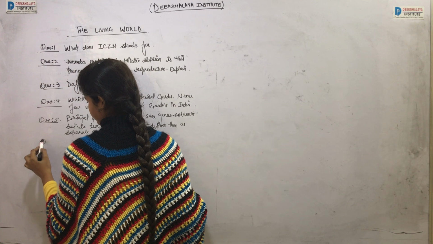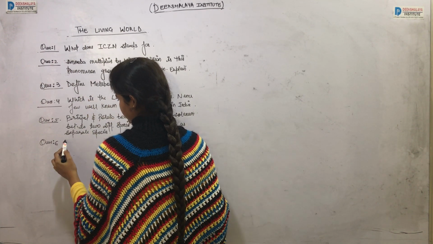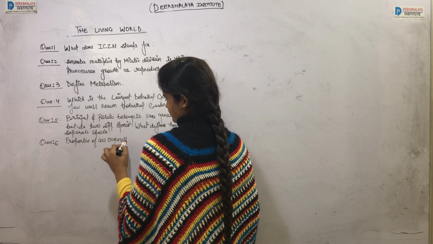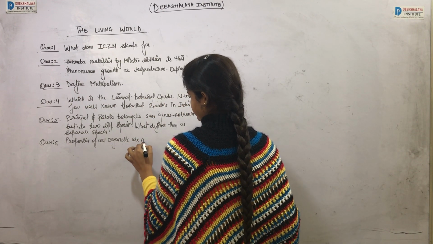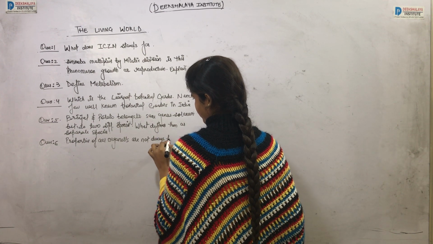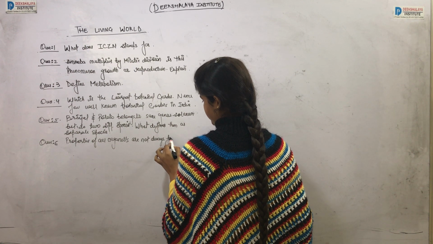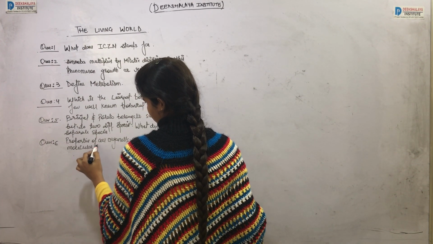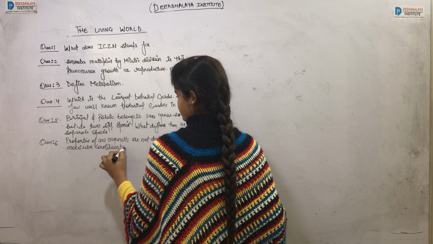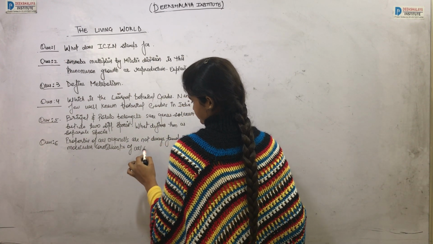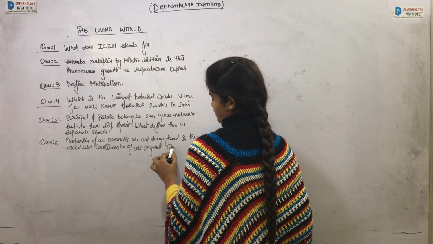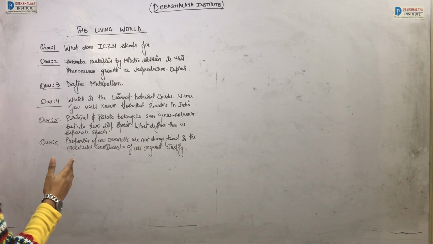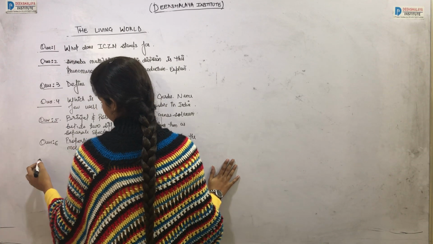Question number 6. Properties of cell organelles are not always found in the molecular constituents of cell organelles. This is a statement, you have to justify it.